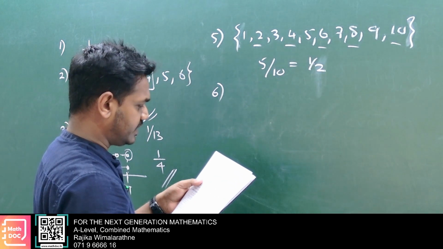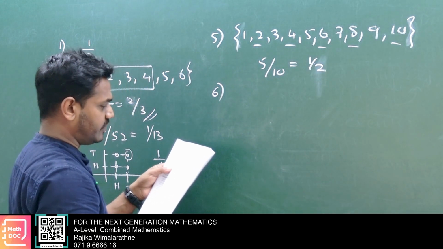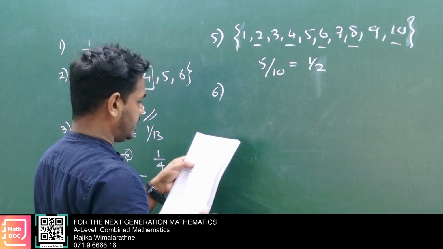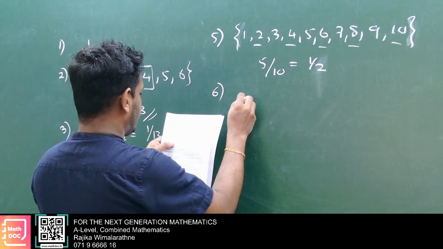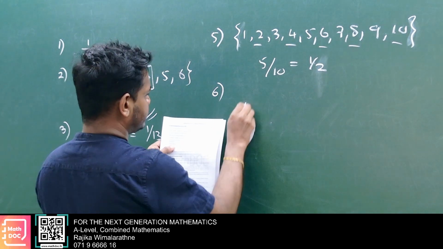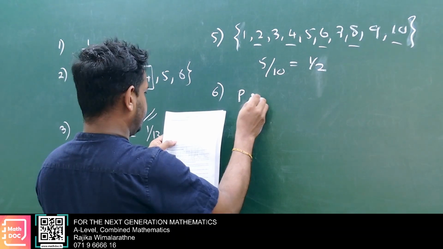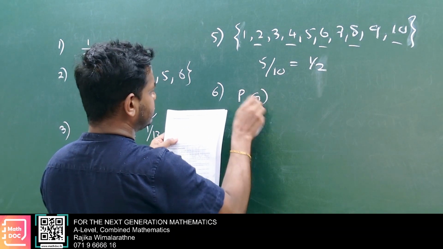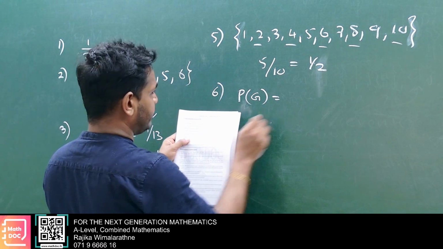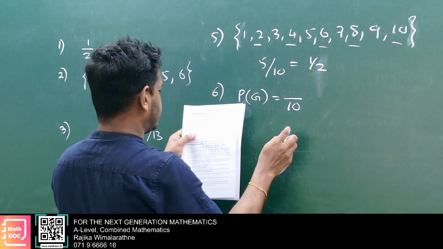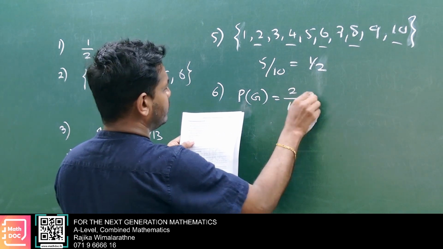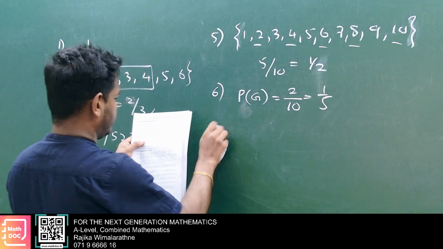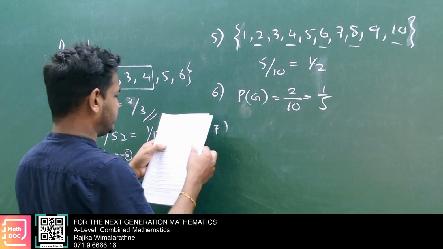Six. A jar contains 3 red balls, 2 green balls, 5 blue balls. What is the probability of drawing a green ball? Altogether we have 10 balls. Say P, we need to consider the green ball. Let's say PG. Then altogether we have 10 and green balls 2. Then 1/5.